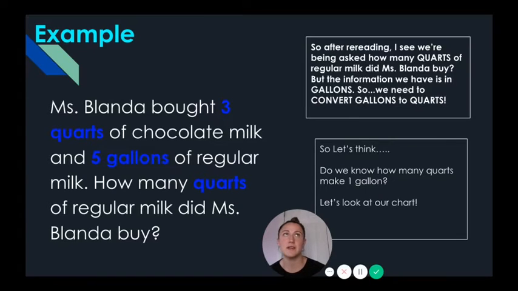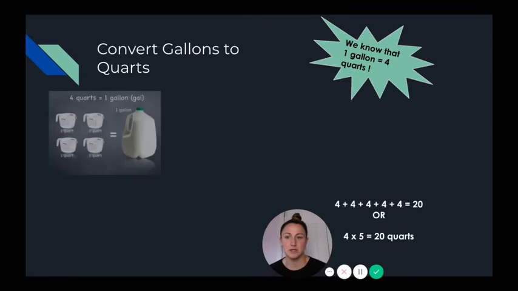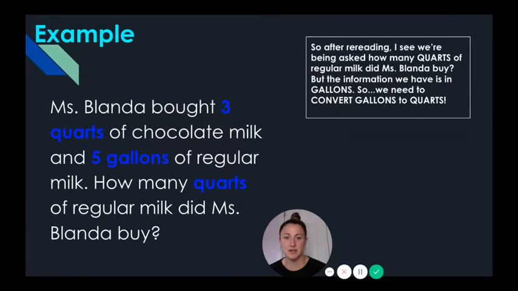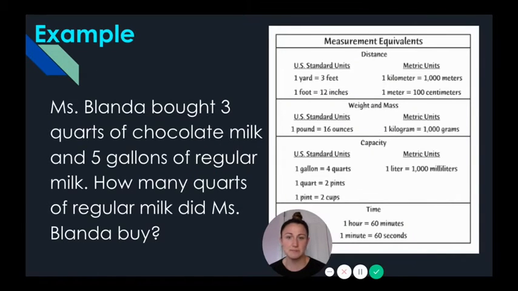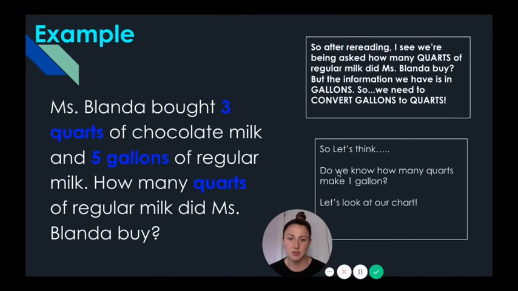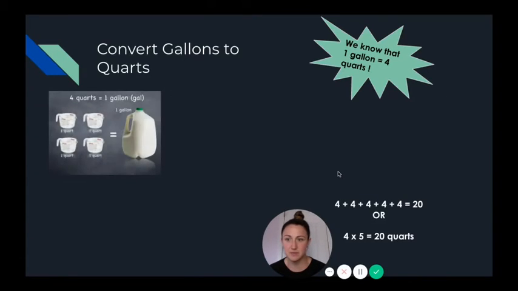Before I even get started, you want to think, what's my starting point? Do we know how many quarts make 1 gallon? Let's take a look at our chart. It says here that 1 gallon is equivalent to 4 quarts. I want to show you guys what that looks like. So 1 gallon is equivalent to 4 quarts that you see here.